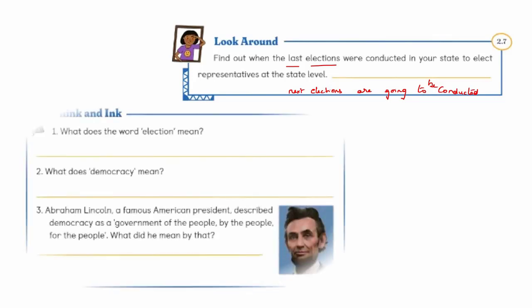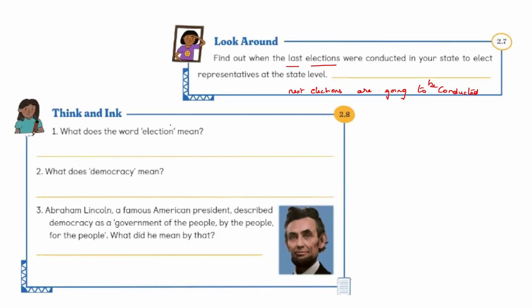Okay, children. Now, what does the word election mean? I already told you. Election means choosing the representatives by voting. What does democracy mean? Democracy is a form of government where, who will choose? Who will choose their dash? Fill up.